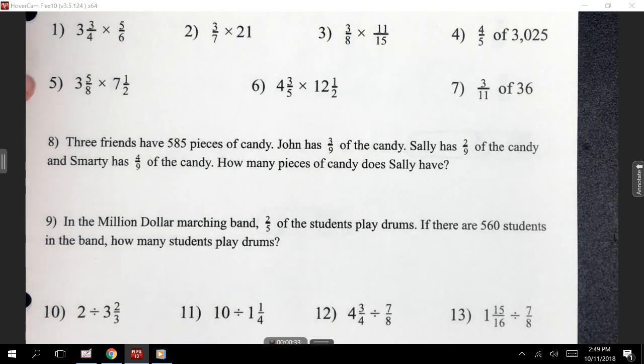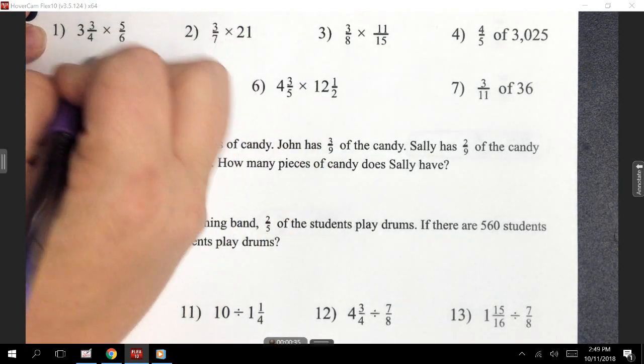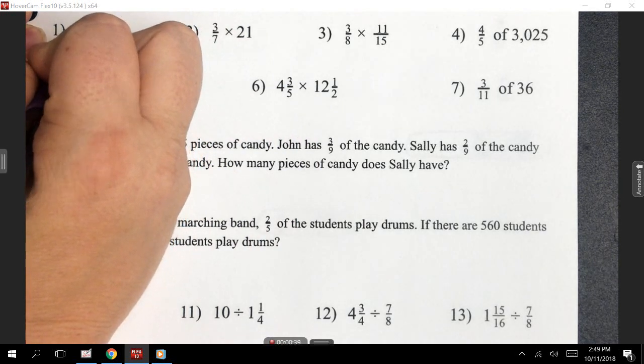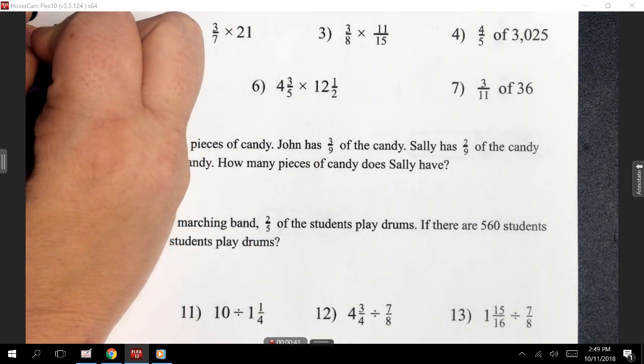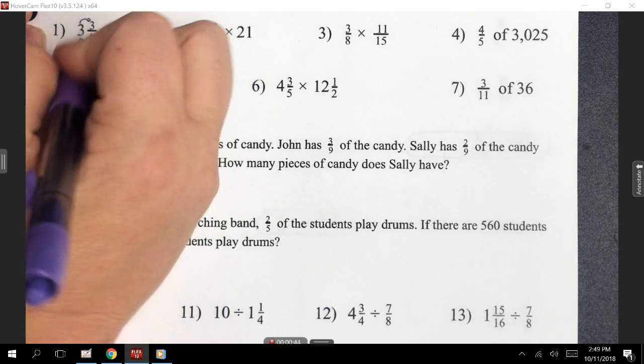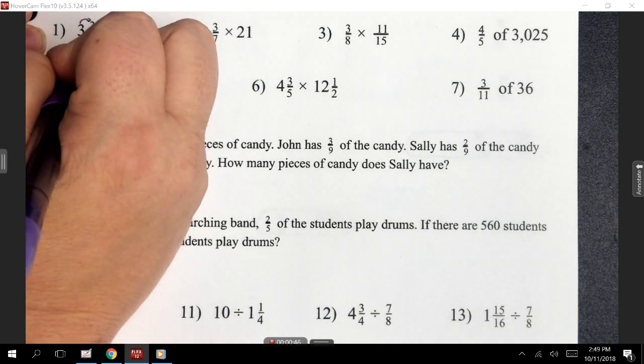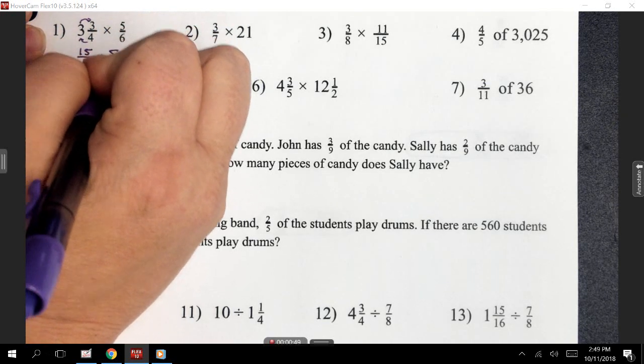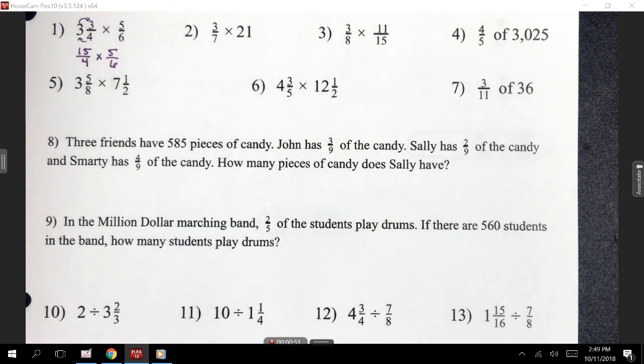All right, so on number 1, it's multiplication. The first thing we're going to do is change this to an improper fraction. So that's the backward C. 4 times 3 is 12, plus 3 is 15. So I get 15 over 4 times 5 over 6 when I work that out.